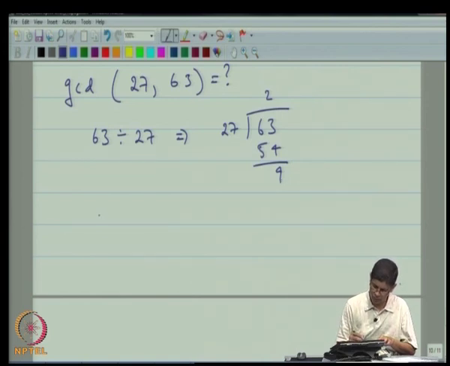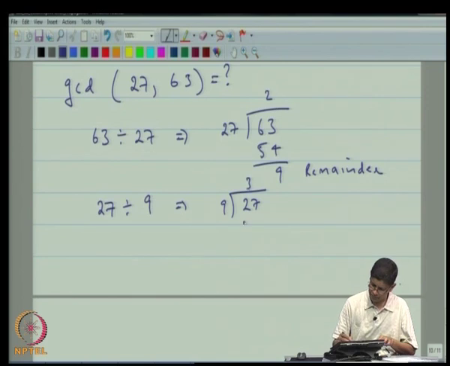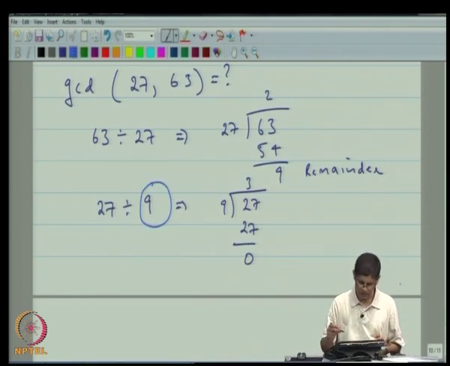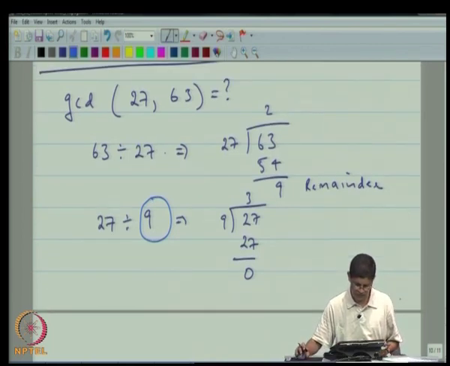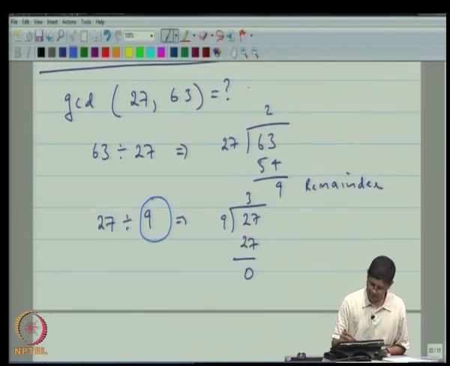Then what you do is you go on to looking at 27 divided by the remainder, whatever is the remainder here. So, divided by 9. Of course, you know that the remainder is going to be 0. As soon as it hits 0, stop, and then you declare the previous remainder to be the GCD. So, in this case the GCD turns out to be 9.